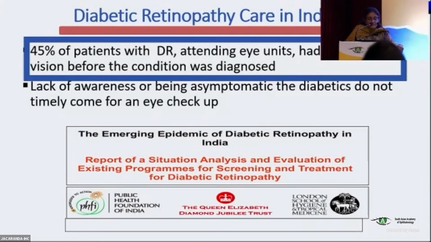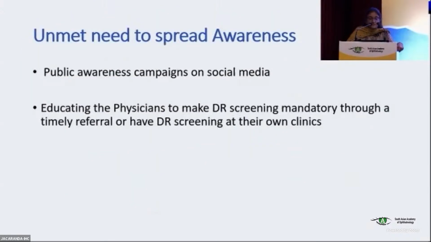And this is one of the studies which was published, which showed that approximately 45% of the patients with diabetic retinopathy who are attending the eye units have already lost vision before the condition was diagnosed. And that's an extremely unfortunate situation, because these are the patients who are visiting the physicians and diabetologists on a very regular basis. So this shows the lack of awareness at the level of patients as well as at the level of physicians. But another point why these patients are not coming on time for management or for screening is because they're asymptomatic in the initial stages, and therefore, despite being advised an eye checkup, they usually don't associate that as an important thing to be done.